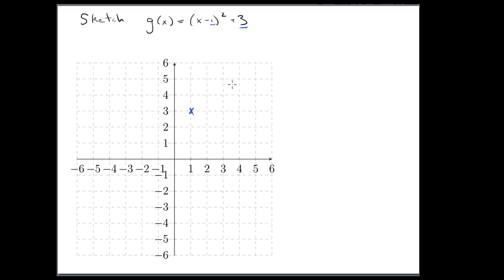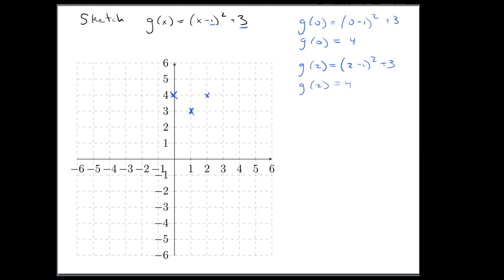And then I can put some points in, like I could say g of 0 is equal to 0 minus 1 squared plus 3. g of 0 is equal to, let's see here, 1 plus 3, 4. And I'm going to guess that g of 2 is 2 minus 1 squared plus 3. Hey, look at that. g of 2 is also 4.